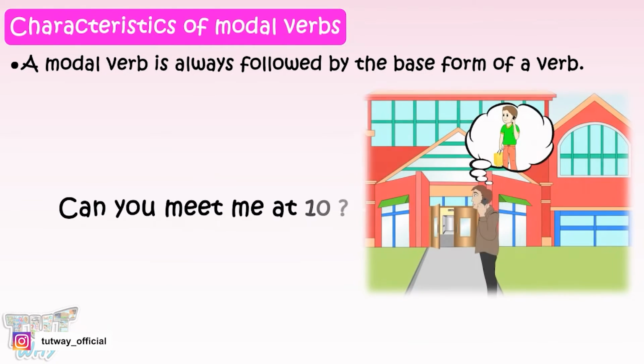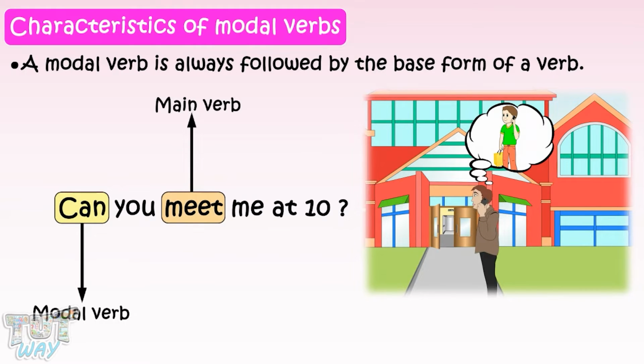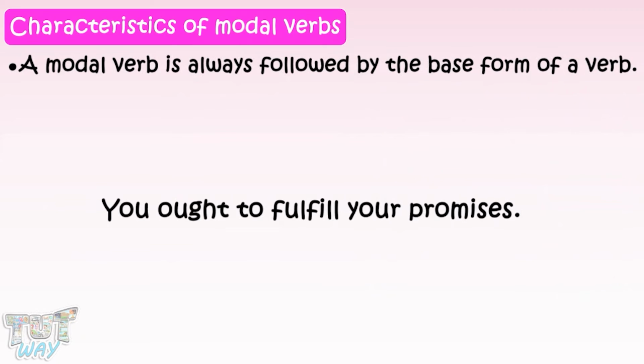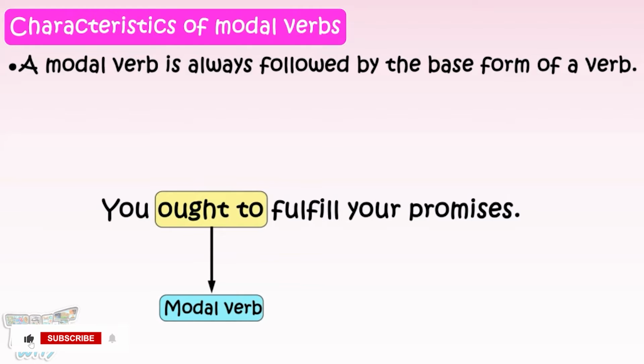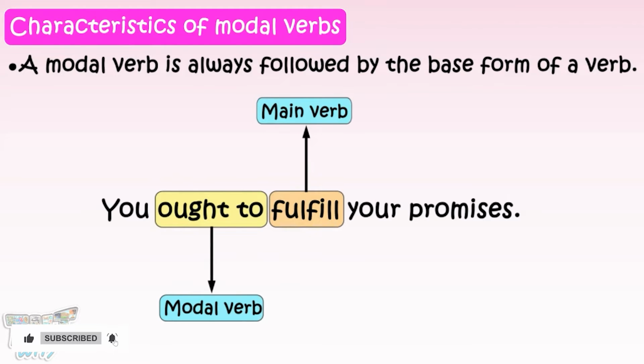Can you meet me at 10? Here again, we have a modal verb, can, and the main verb, meet, and again a main verb in its base form. You ought to fulfill your promises. Here, the modal verb is ought to, and the main verb is fulfill, and again, the main verb is in its base form.